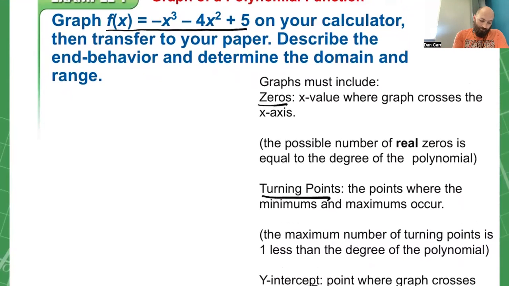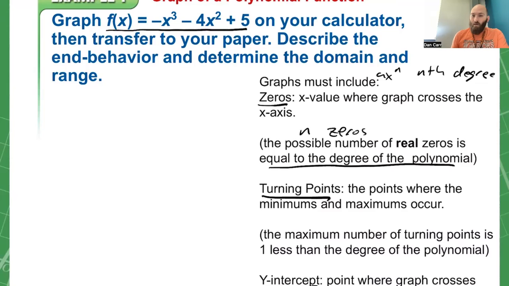Now, based on your degree, the possible number of real zeros is equal to the degree of the polynomial. And so when we say possible, what that means is the maximum of that. Okay, so let's say we have a polynomial, like a times x to the n power, and that means I have an nth degree polynomial. So I can have a maximum number of n zeros. Okay, so that's the maximum. So that means if I have a fourth degree, you could have up to 4, but you can also have less than that.